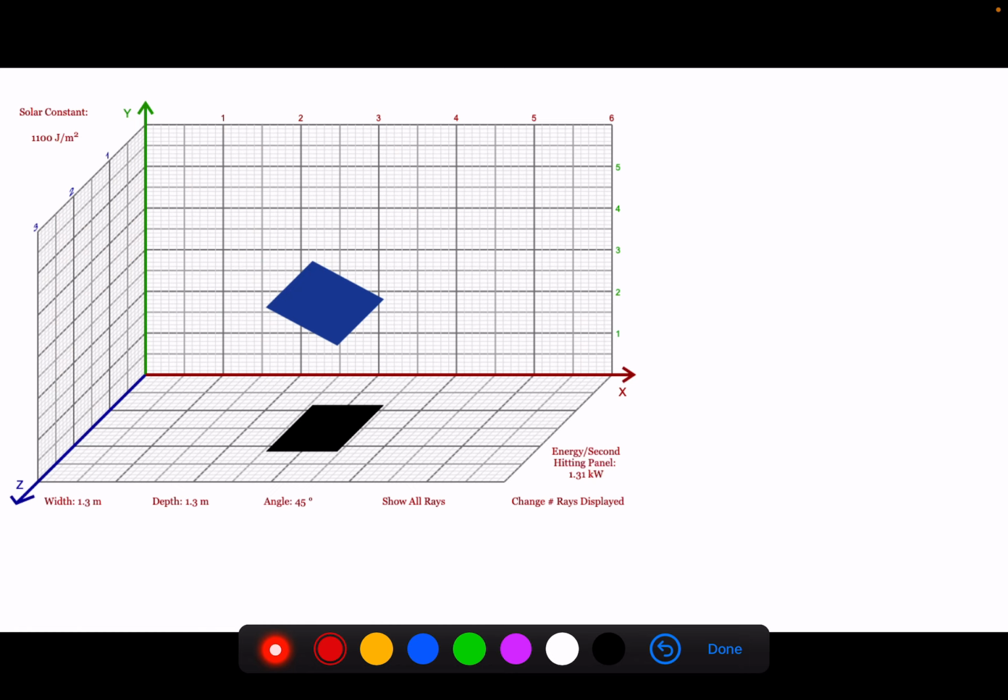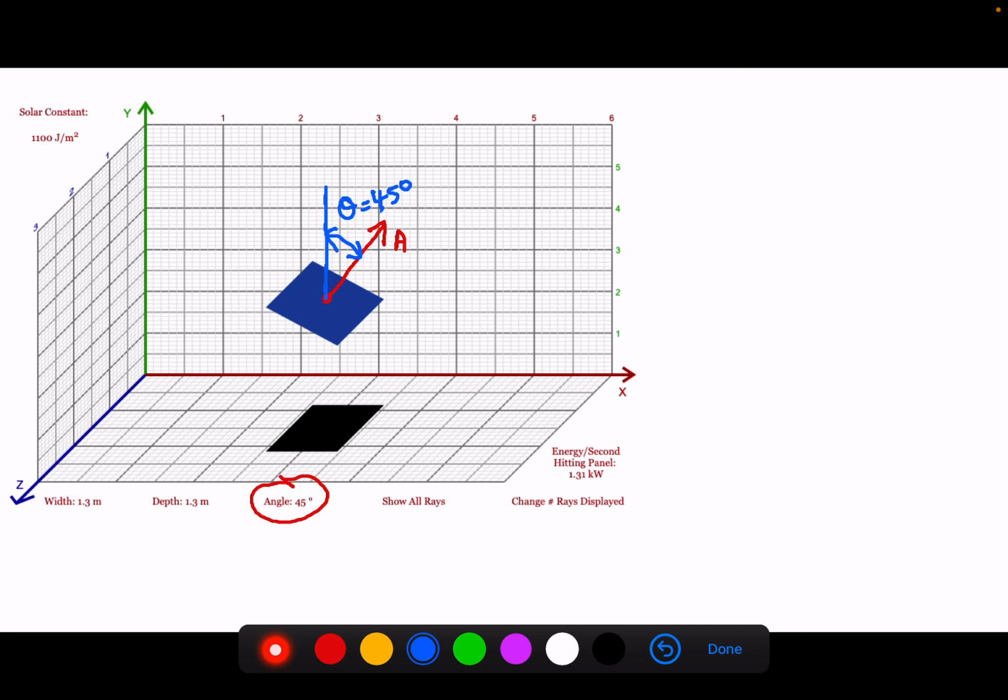Okay, so finally, just to make sure you're clear, if we have an angle of 45 degrees, that means our area vector is pointing like this. Our sunlight is like this. And this is what we're talking about for the angle, theta. In this case, 45 degrees.